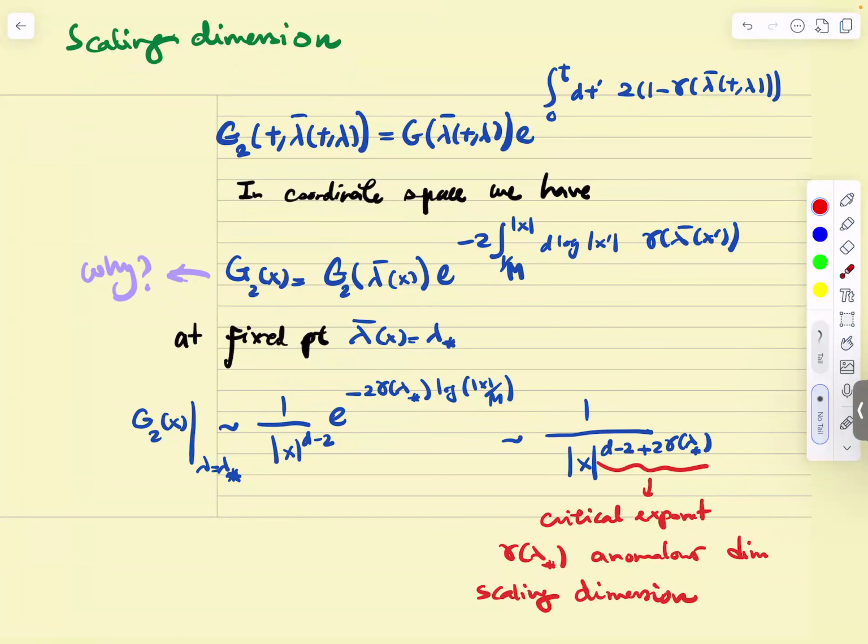Now, the very fact that there's a log of x over m in the exponent tells you that when you exponentiate, that could be repackaged as 1 over x to the power of d minus 2 plus 2 gamma star. So you end up with a scaling field in a CFT. This is a two-point function of a CFT, right? With some critical exponent, anomalous scaling dimension. We'll discuss this example in more detail next time in Wilson-Fisher. It's a Wilson-Fisher fixed point.